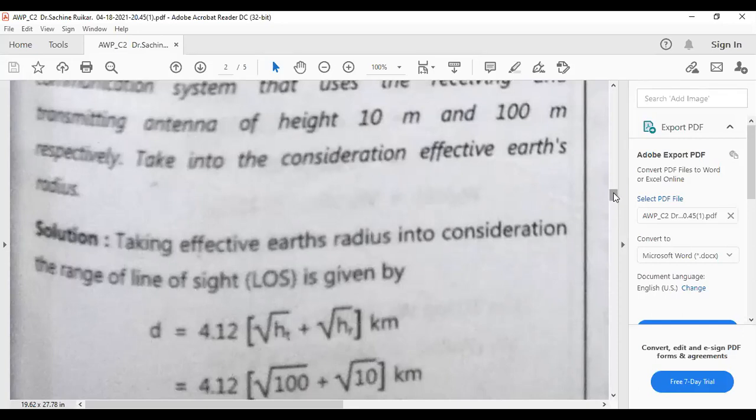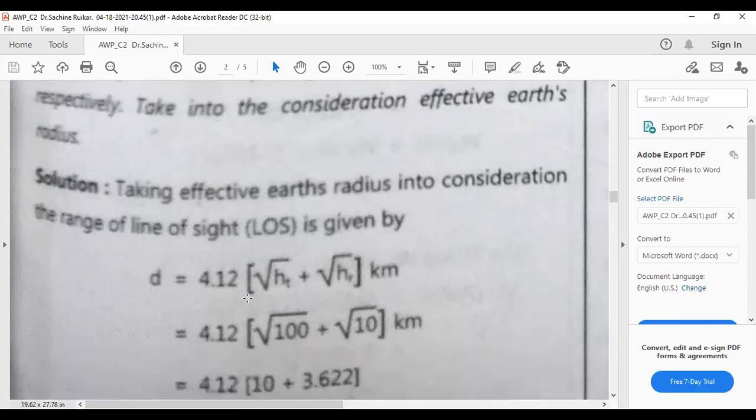So two parameters are given: the height of the transmitting antenna, and the height of the receiving antenna. Both the heights are given. One is the transmitting antenna height, the second is the receiving antenna height. So by substituting the value of root of ht, as well as the value of hr, the receiving height of the antenna, that is given in the numerical as 100 as well as 10, you will get the distance.